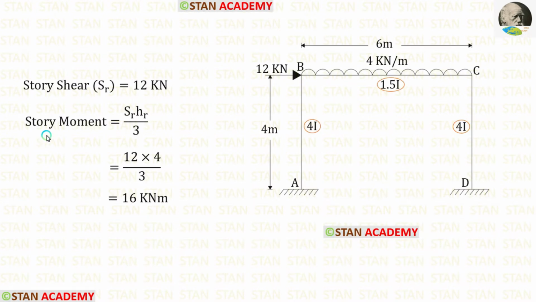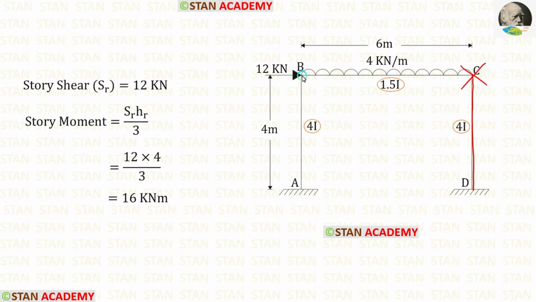Now, let us find the story moment. The formula is SR upon 3. SR is the story shear. To get the story shear, we have to add the horizontal reactions in the points B and C. In the column CD, there is no load, so there is no horizontal reaction in the point C.